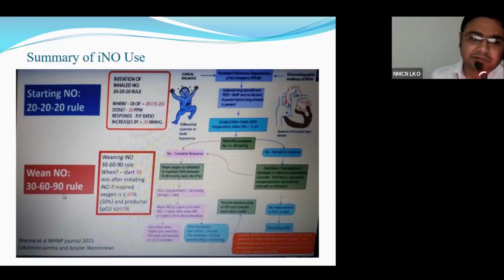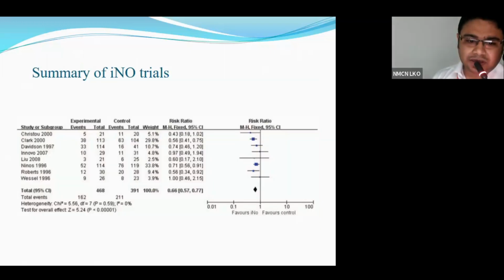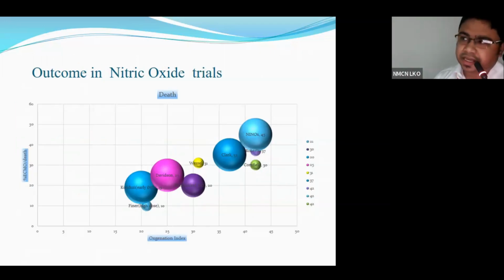So this is the summary of iNO trials. As you can see, this is a forest plot, and the red diamond is the summation of all the trials. It has been shown to reduce the need for ECMO and death whenever it has been used for PPHN in newborns. This is a bubble diagram showing the same thing, that there was improvement in the oxygenation index and decrease in death.